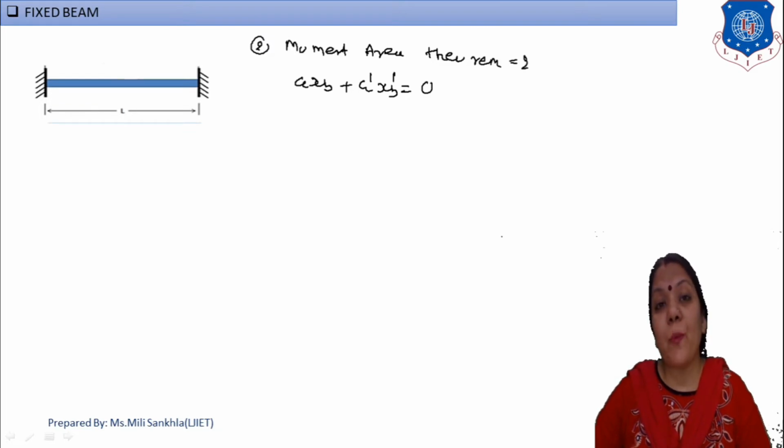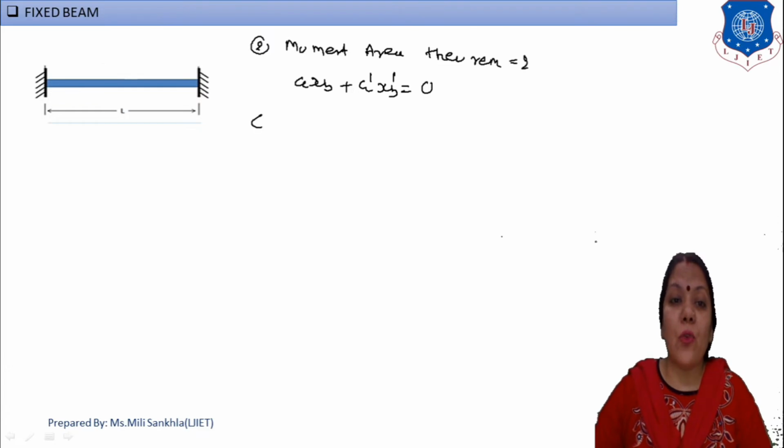In first case support B deflects, so I take the effect of this deflection in moment area theorem number 2. And in this case support B rotates, so I take the effect of this rotation in moment area theorem number 1. Clear this concept? Rotation and slope are taken in moment area theorem number 1, and deflection is taken in moment area theorem number 2. Deflection, settlement or sink. Okay, now one by one.